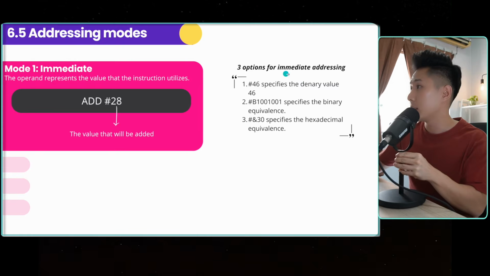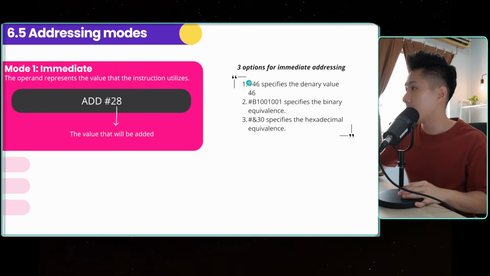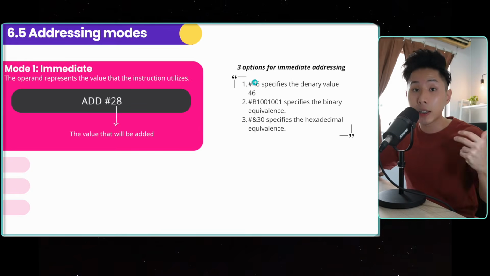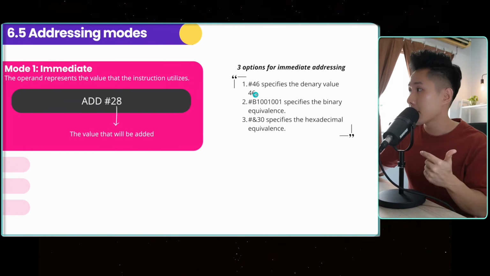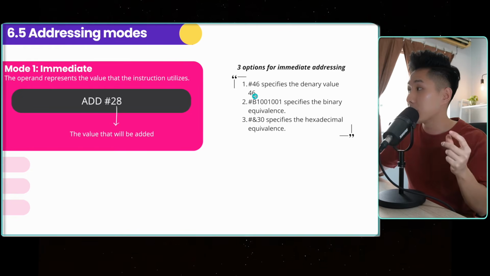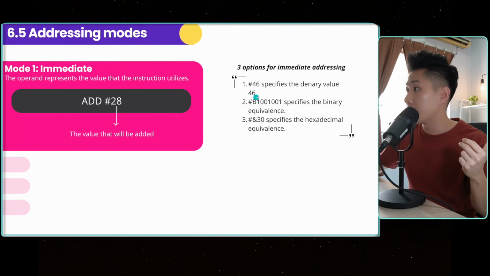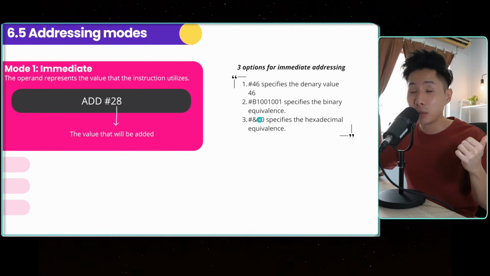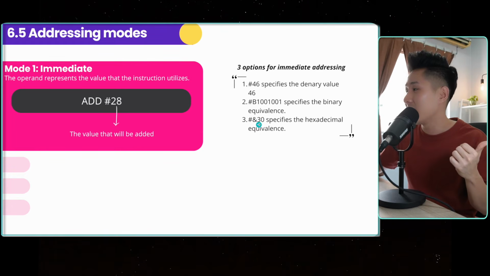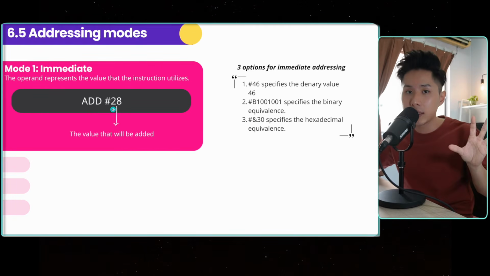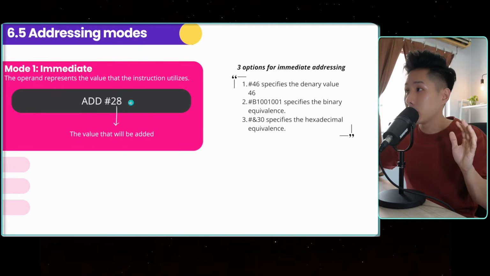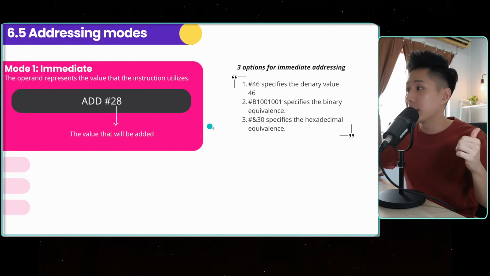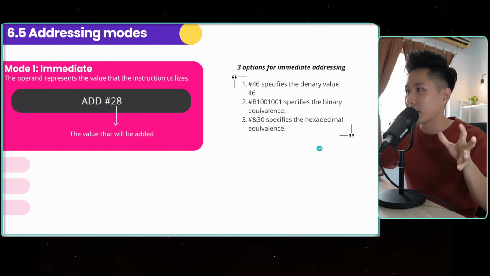There are 3 options for immediate addressing. If it's just hashtag 46, it directly specifies the decimal value 46. But if you want to write the value in binary, you can just put a B in front of the hashtag. So that's the binary value for 46. And you can even use hexadecimal. Just put an ampersand above your hashtag and then write down your hexadecimal value. So this is immediate addressing, meaning that you add this value directly to whatever register you are referring to.